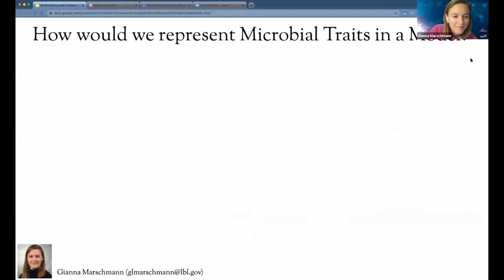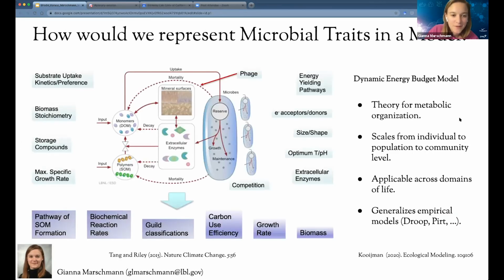Hi. I'm Gianna. I'm a postdoc in Owen's lab, and I'll use the remaining time in the talk to talk about how we represent microbial traits in a dynamic energy budget model, which is a modular model for metabolic organization developed by Bas Kooijman and shown as a schematic here on this slide.